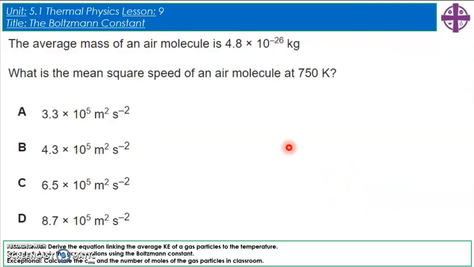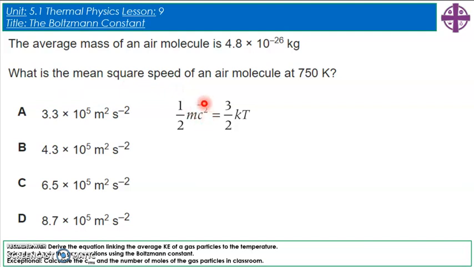So here we've got the average mass of an air molecule being 4.8 times 10 to the minus 26 kilograms. What is the mean square speed of an air molecule at 750 Kelvin? Okay, so we've got mass, we've got temperature. This is the equation we just had. And the question is asking us for the mean square speed. That is this term here.